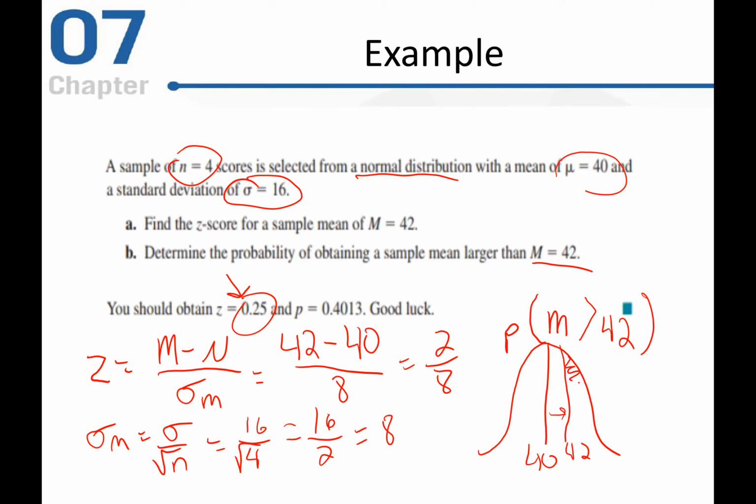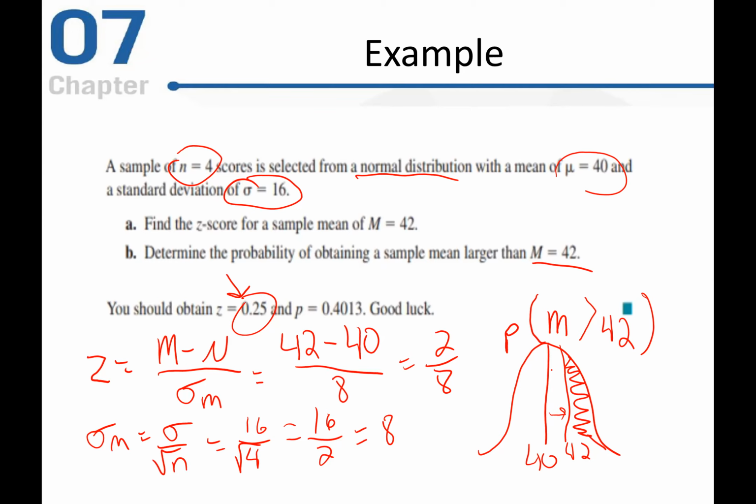So we're looking for everything above a sample mean of 42. The z-score bisects the distribution and breaks it up into two parts, just like we talked about last week. The two parts are going to be a body and a tail. The tail is going to be the smaller part. The body is going to be the larger part.